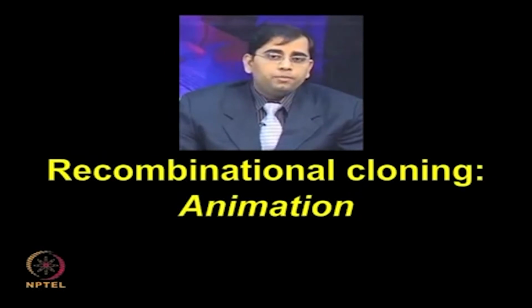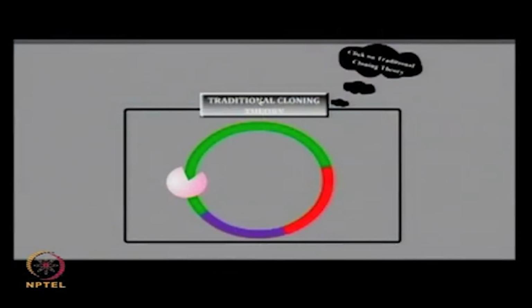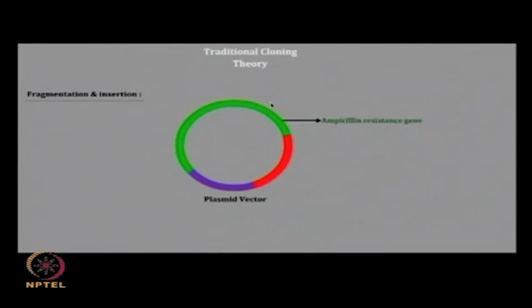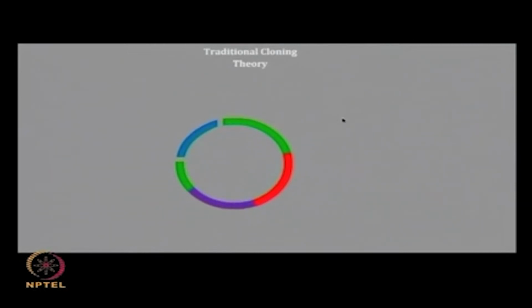So, let me explain the basics of cloning as well as recombinational cloning in the following animation. Since we are discussing recombinational cloning, let us also briefly touch upon traditional cloning, so that it will be easier to compare traditional cloning versus recombinational cloning. The conventional cloning protocol makes use of a restriction enzyme that cuts the selected plasmid vector as well as the DNA sequence containing the gene of interest at the same recognition site.